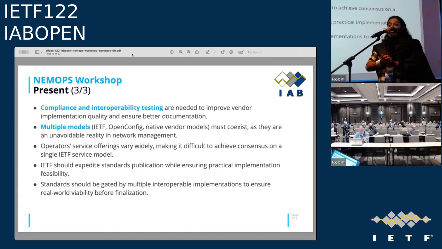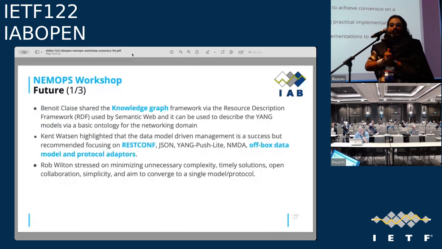Compliance and interoperability is something that we don't do, but folks said that it's important at this stage if Yang models and network management are to succeed. We need to make sure that there is interoperability, that there are multiple implementations before things get finalized, which is something that some working groups do. IDR, for instance, has that requirement, but does this make sense for network management?